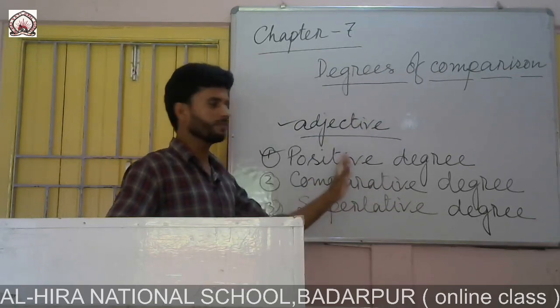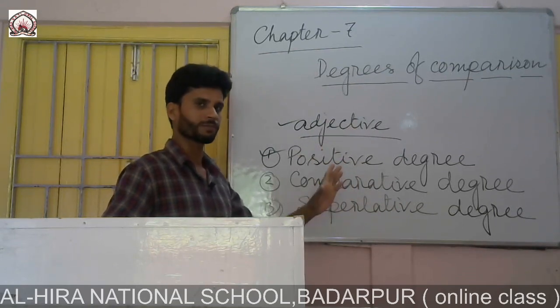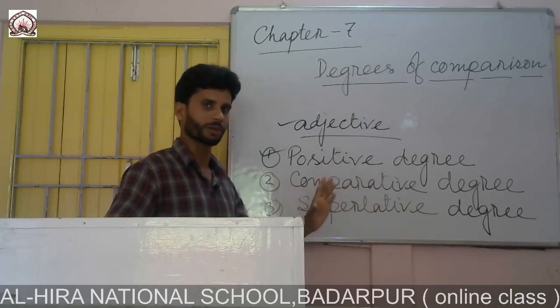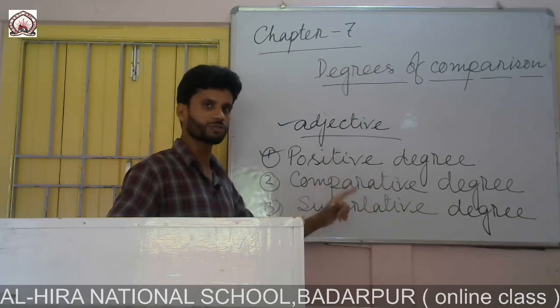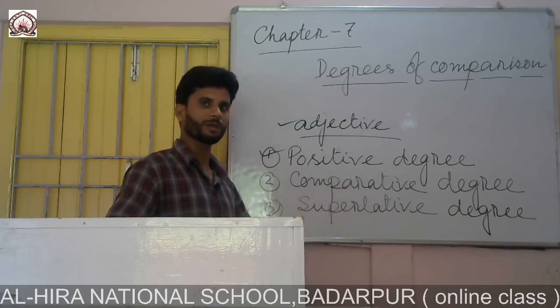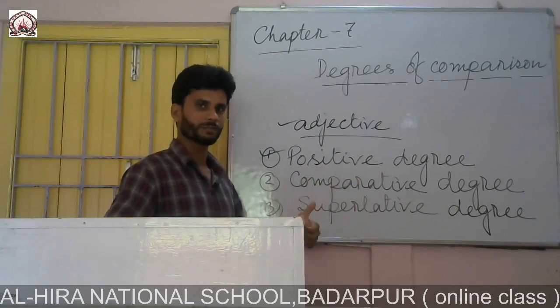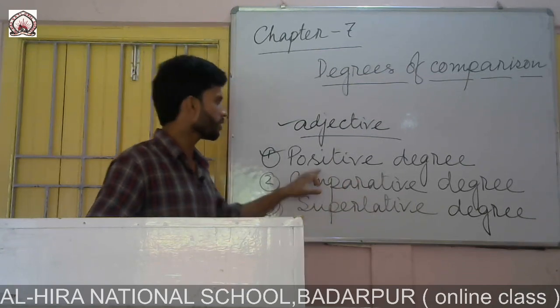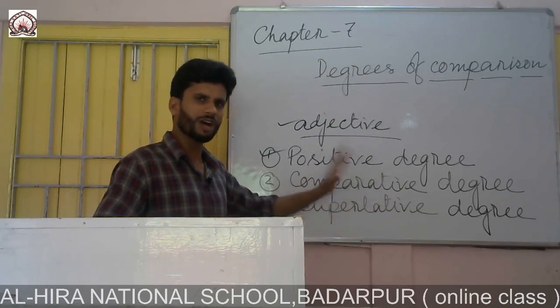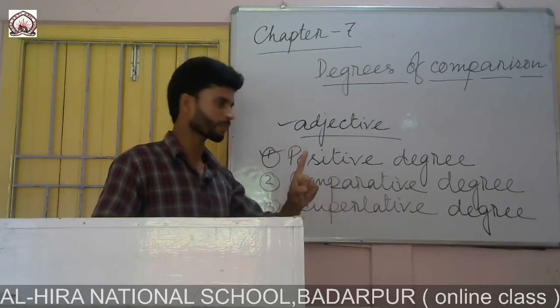The positive degree is used to describe a single person or an item or a group, not more than one. It may be one person, it may be an item, it may be a group. So it describes one person or one item or one group. It describes one.